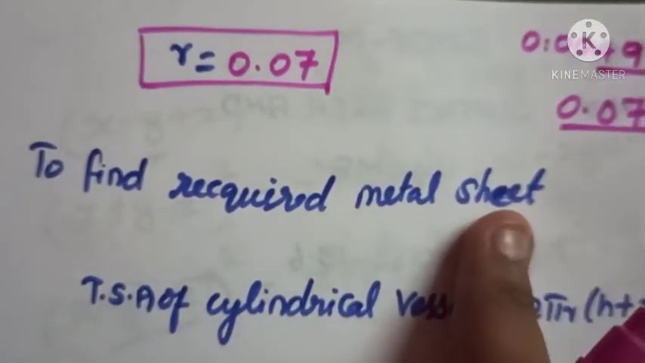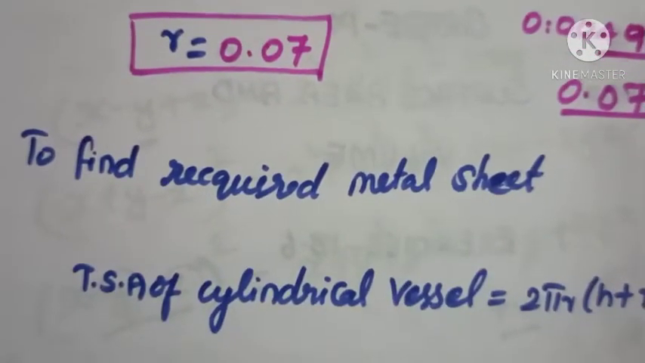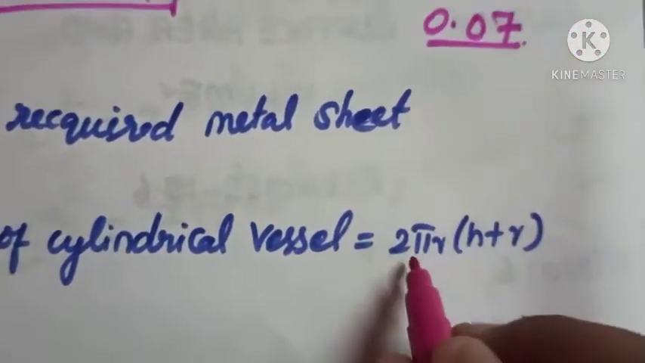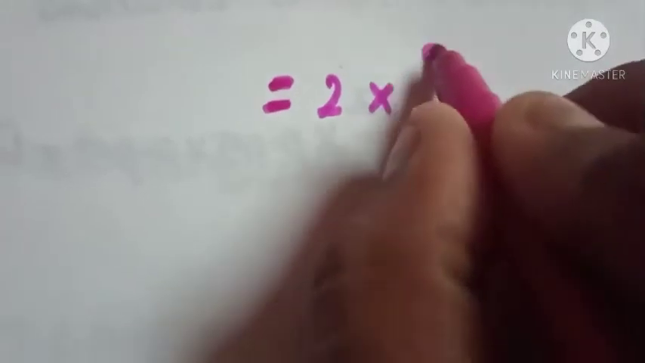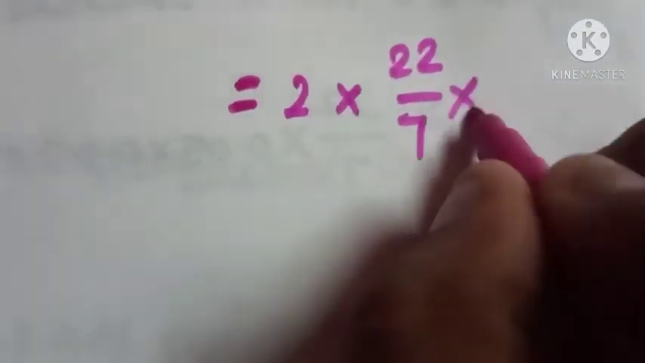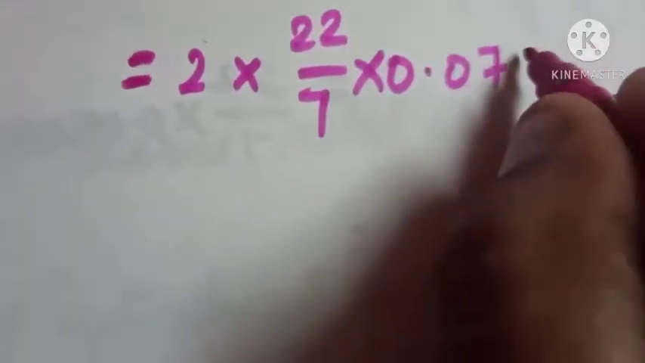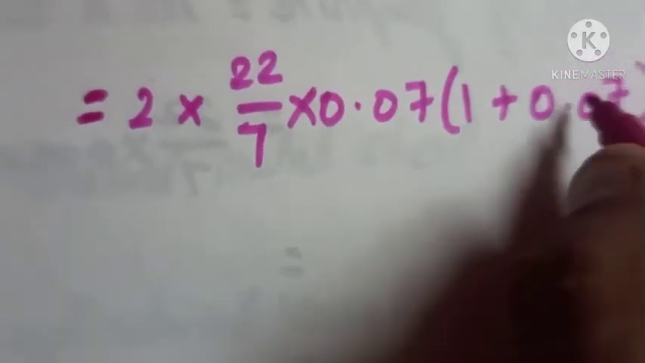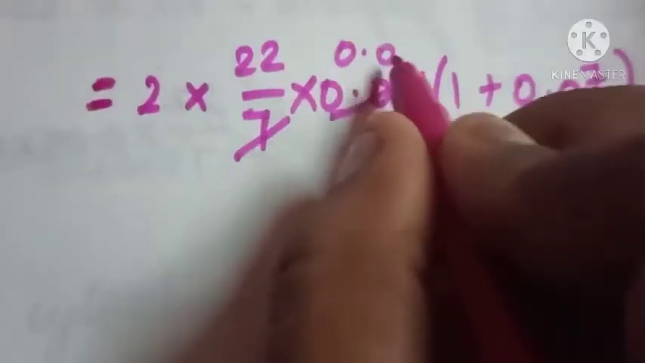This is the main concept: to find the required metal sheet to make that cylindrical vessel. That means we need to find the TSA of a cylindrical vessel. You know that it is 2 pi r into h plus r square units. We need to substitute the values. So 2 into 22 by 7 into 0.07, that is 2 pi r, into h plus r, that is 1 plus 0.07. Now I cancel: 1 sevens are 7, that is 0.01.